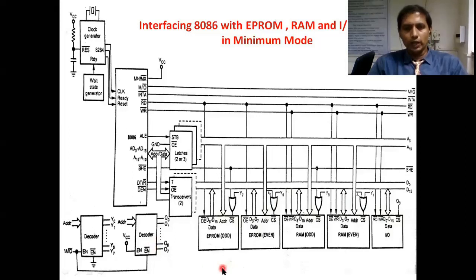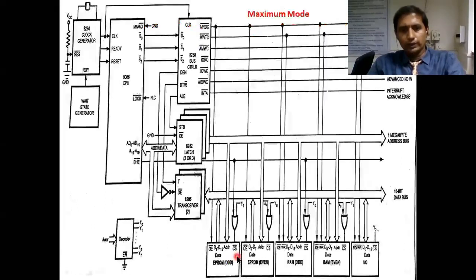So like that we can analyze how the 8086 is interfacing with 1 megabyte of EEPROM, 1 megabyte of RAM and IO devices in minimum mode. In minimum mode, latches, transceivers and decoders are all controlled by the processor only. Coming to the same interfacing in maximum mode, this is the maximum mode part. Let us see in detail how we can analyze maximum mode operation.